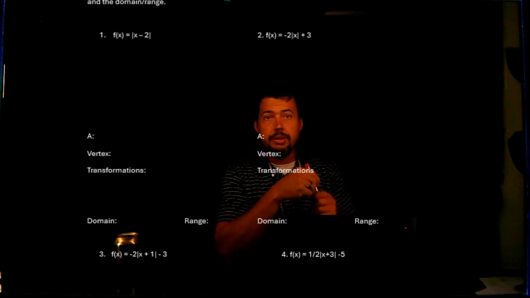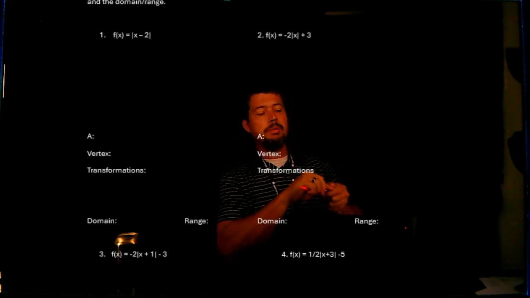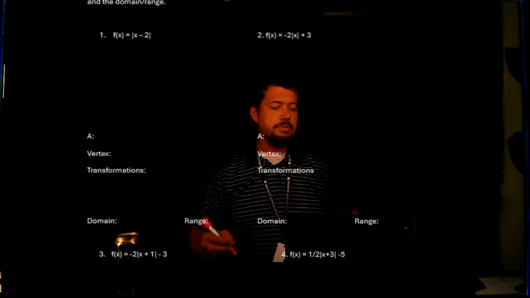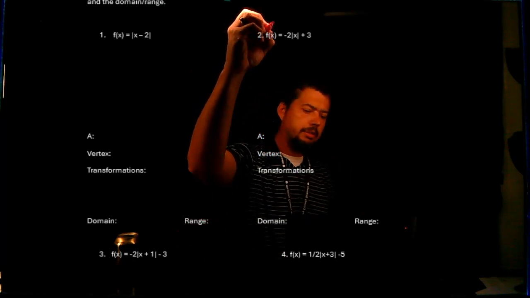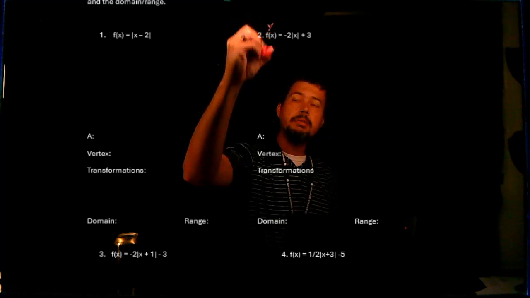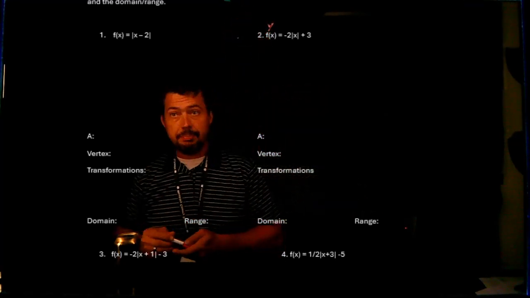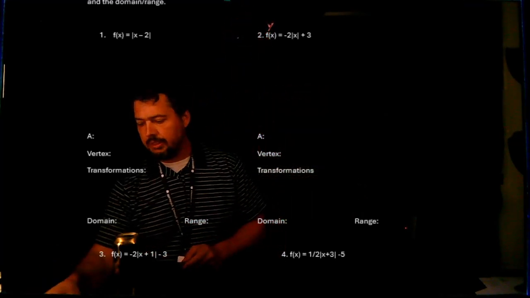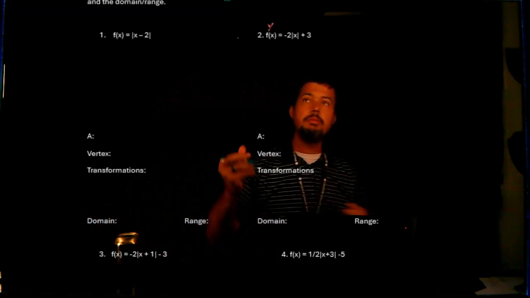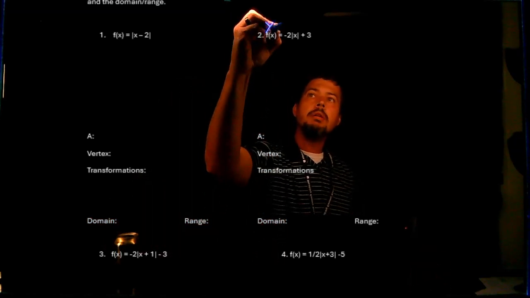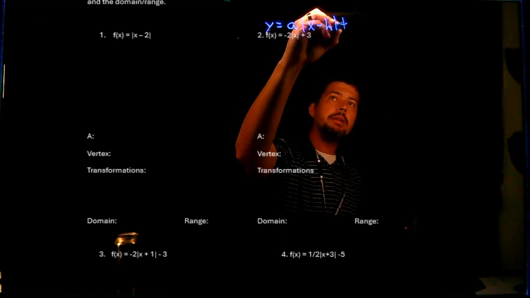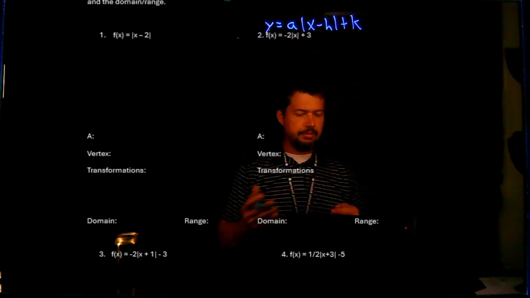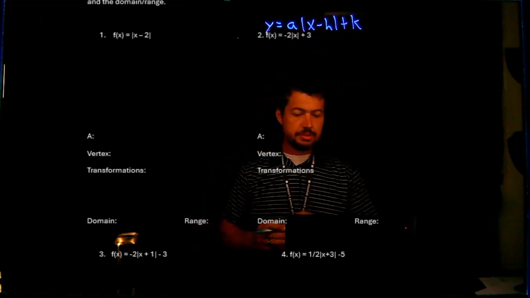All right, so we have P3, transformations of absolute value equations. All of these may not be written in this form, but they can be manipulated into the form y equals a times the absolute value of x minus h, plus k. There's a lesson on this where I did the lessons also on YouTube.